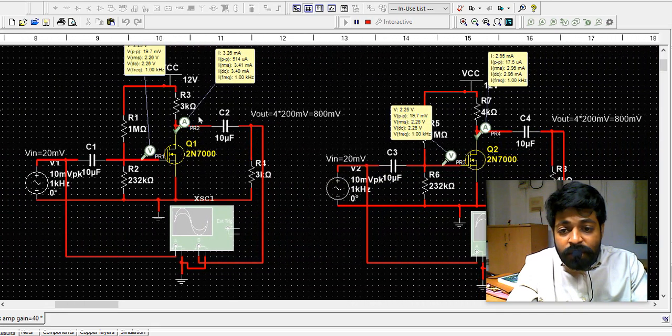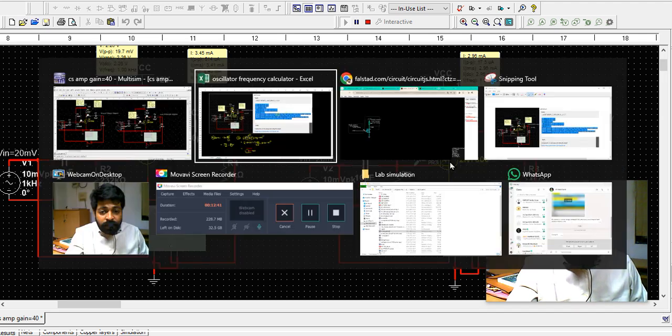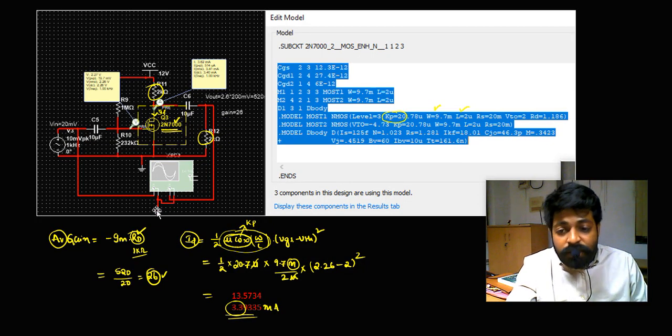So here, instead of 2 kilo ohm parallel with the 2 kilo ohm, I'm keeping 3 parallel with the 3. In the third case, I'm keeping 4 parallel with the 4. And in the fourth case, I'm trying to go with 5 parallel with the 5. So like that, if I increase the load resistance, for sure the gain will be increased, as the gain equation says: for a common source amplifier, the gain is gm times RT. As you increase the RT, the gain will be increased for sure.